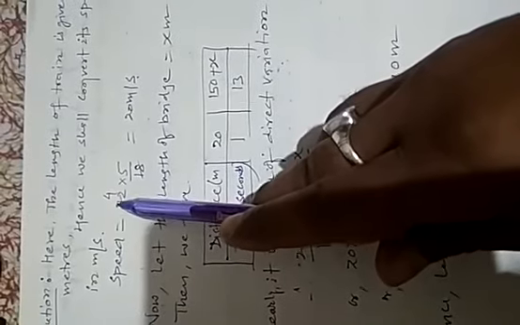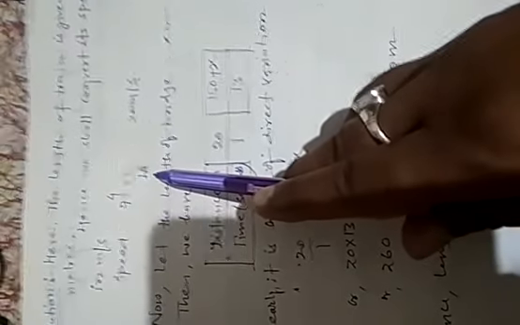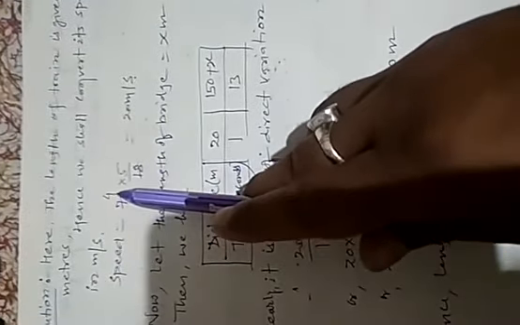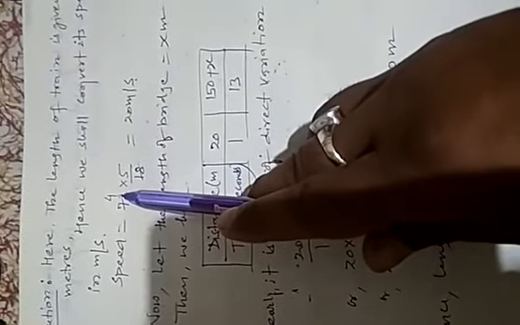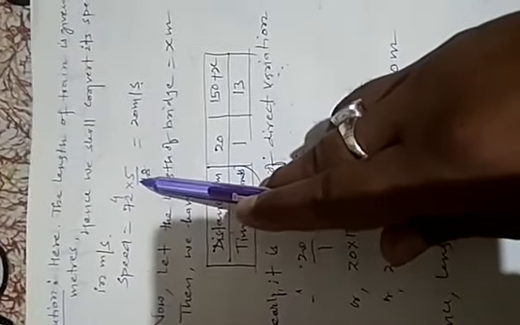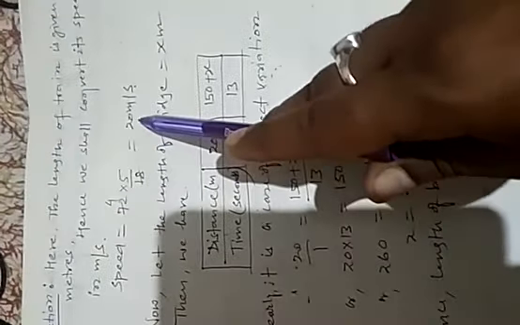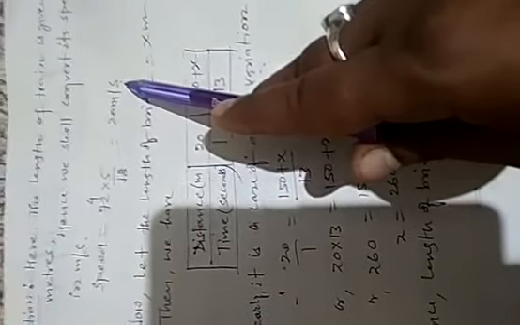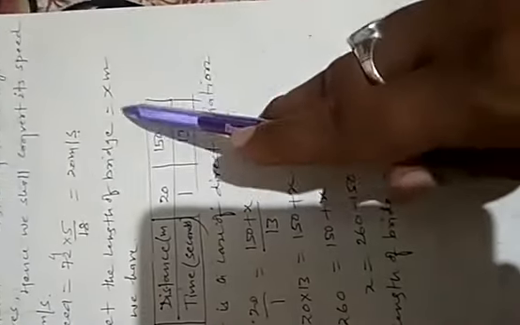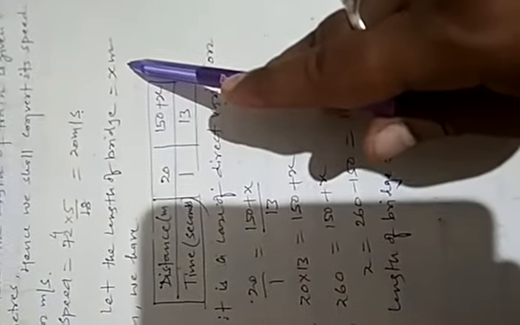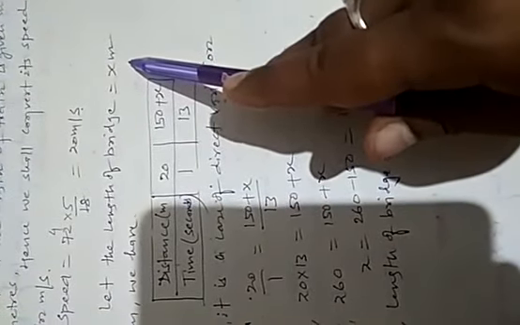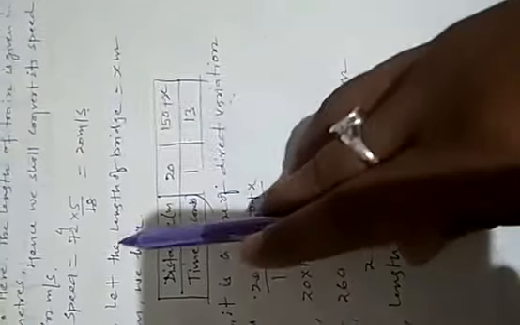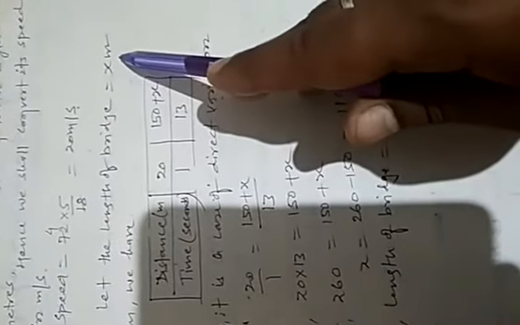When we divide 72 by 18, we get the result 4. Then 4 into 5 is equal to 20 meter per second. Now, the length of bridge is equal to x meter.